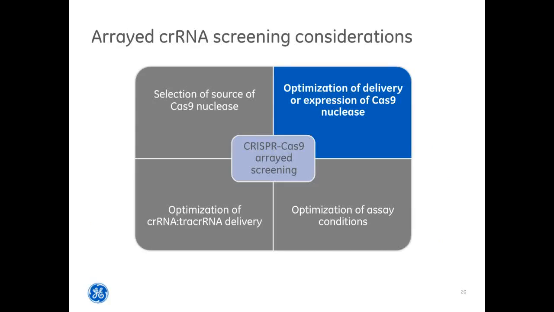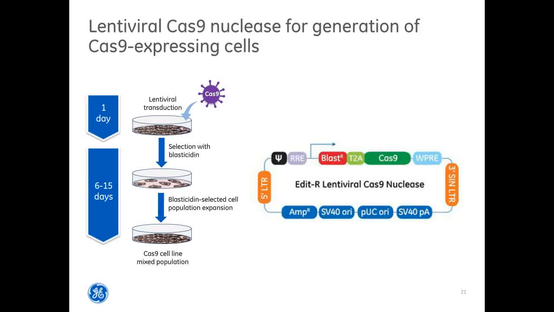So now that we had decided on using stably expressed Cas9, let's look at the next step of optimizing the Cas9 nuclease expression. The basic workflow we used is illustrated here. Transduction of the lentiviral Cas9 nuclease. Those cells are then treated with blasticidin to select those that are resistant and therefore expressing Cas9, and then growing up and expanding that cell population.